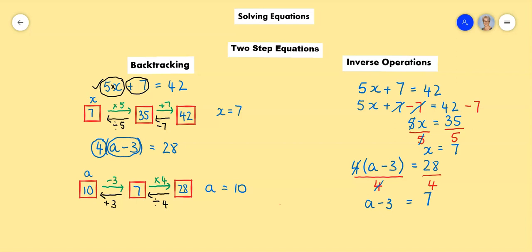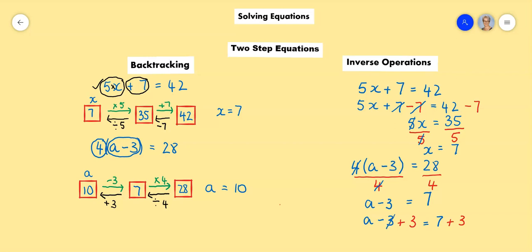Now, the next thing that we did was to add 3. So now that's what we're going to do to both sides. A minus 3 plus 3 is equal to 7 plus 3.